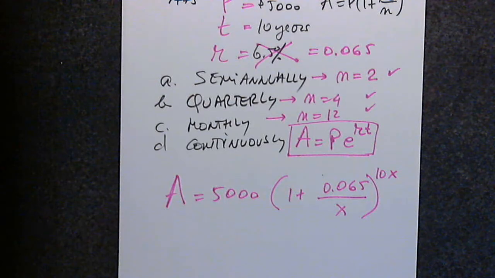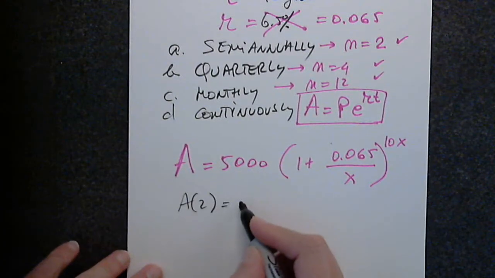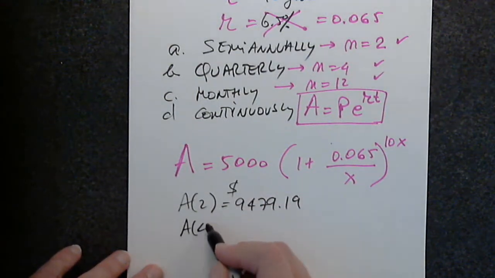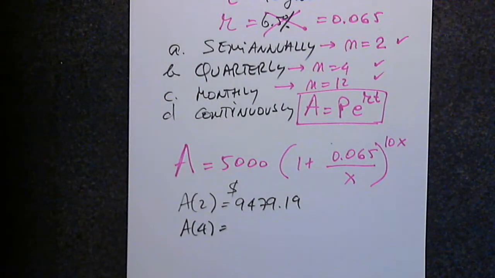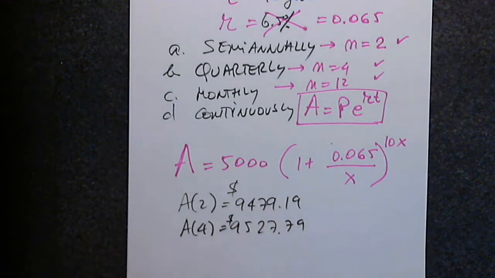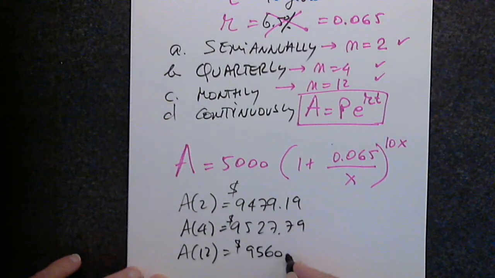You have to go and highlight the y values because we need the cents. So A of 2 is 9479.19. A of 4 is 9527.79. And then the last one, A of 12, is 9560.92.